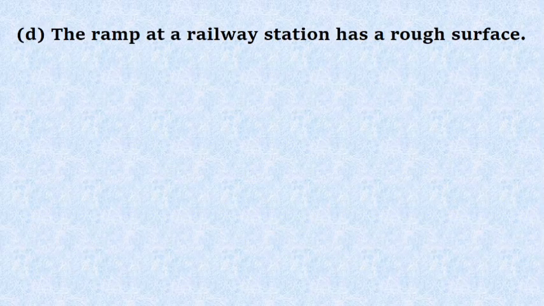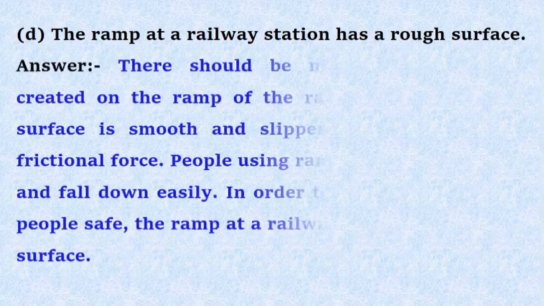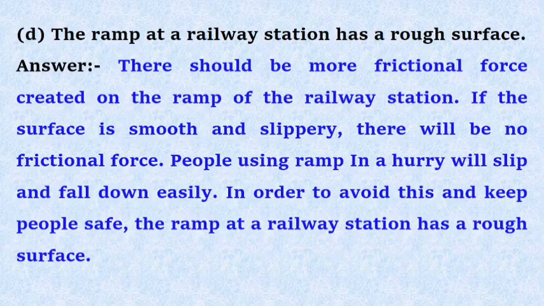D. The ramp at a railway station has a rough surface. Answer. There should be more frictional force created on the ramp of the railway station. If the surface is smooth and slippery, there will be no frictional force. People using the ramp in a hurry will slip and fall down easily. In order to avoid this and keep people safe, the ramp at a railway station has a rough surface.